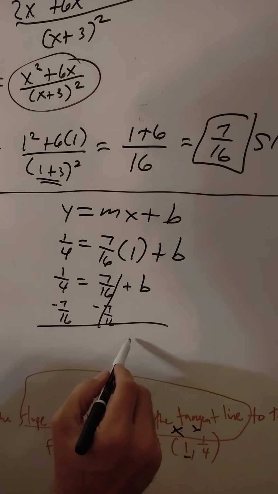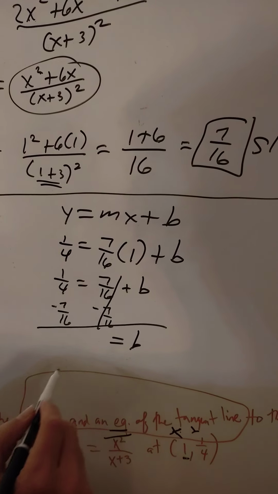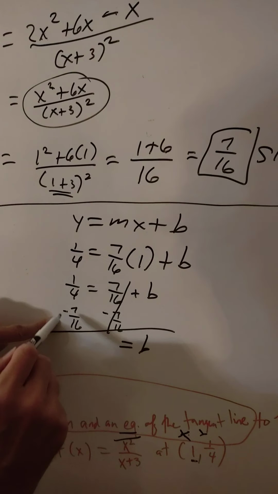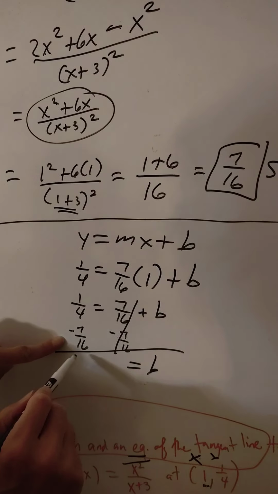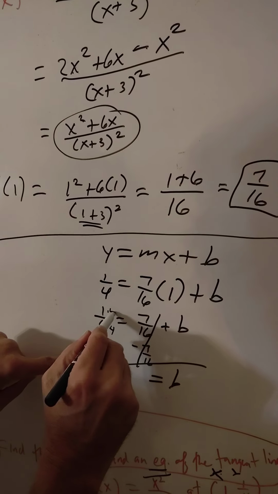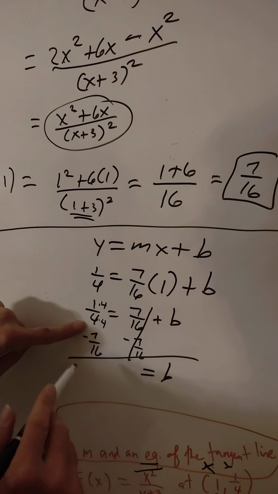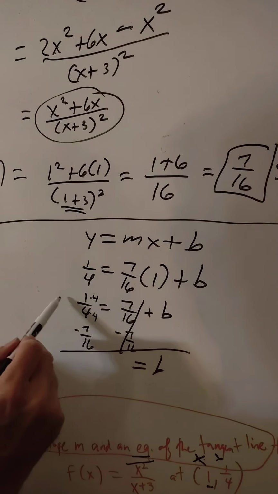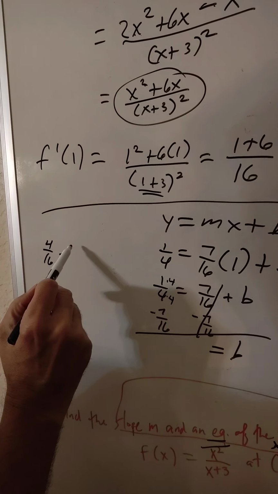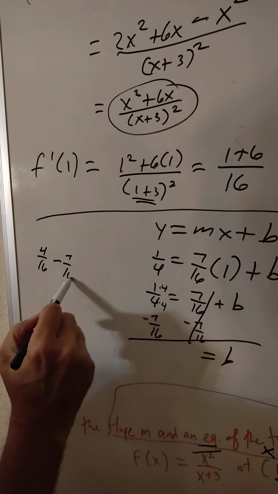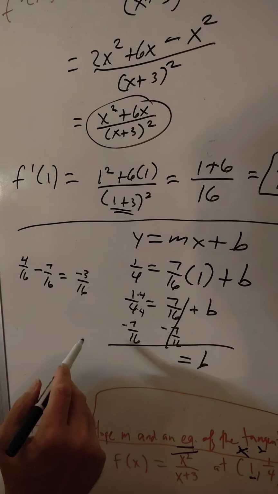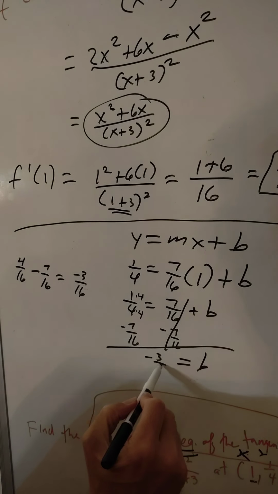So these cancel, so I get b by itself is equal to, what is 1/4 minus 7/16? Well, let's get a common denominator of 16. Doesn't 4 go into 16 4 times? So I'm going to multiply this by 4, but whatever you do downstairs, you got to do upstairs. So what's another name for 1/4? 4/16. So think of this as 4/16 minus 7/16. And that's going to be a negative 3/16. So that's what b is. b is a negative 3/16.